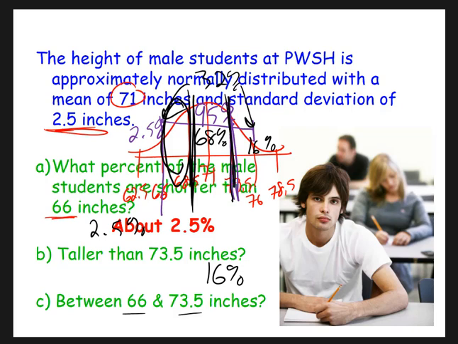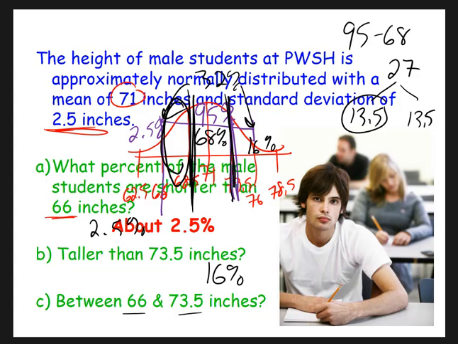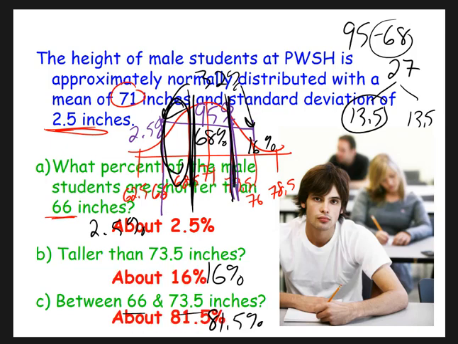So the difference between 95 and 68 is 27. We split that in half, it's 13.5% on each side. So 68 plus 13.5 is going to give us 81.5% there. You can see those match up with what they have.